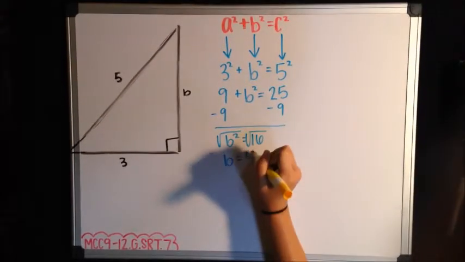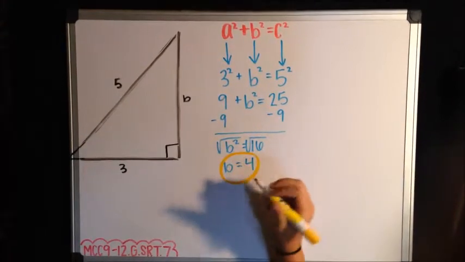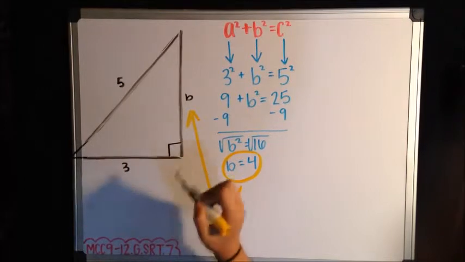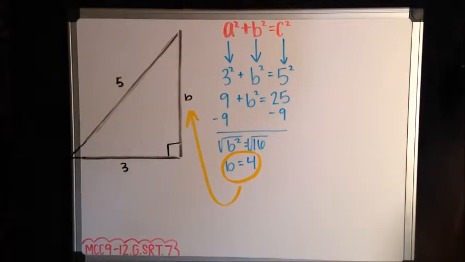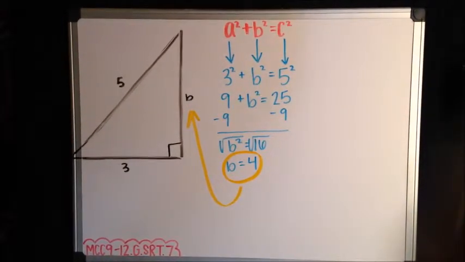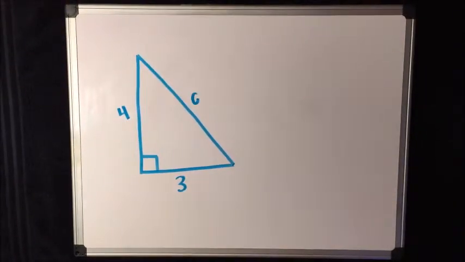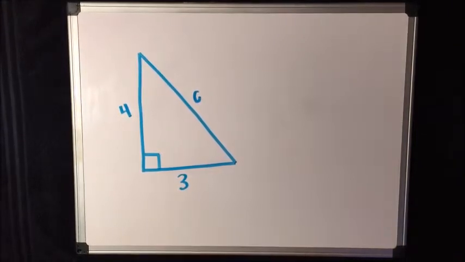Now that we have solved for variable b, we can plug it back in to the triangle. Now we have every part of our triangle, which creates a complete Pythagorean triple. This example is not in your notes, so if you are confused on this, I would copy this down and fill it in as we go along.